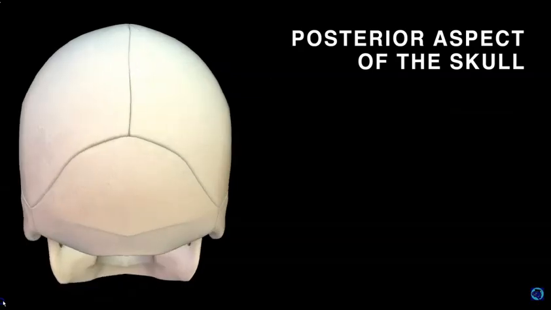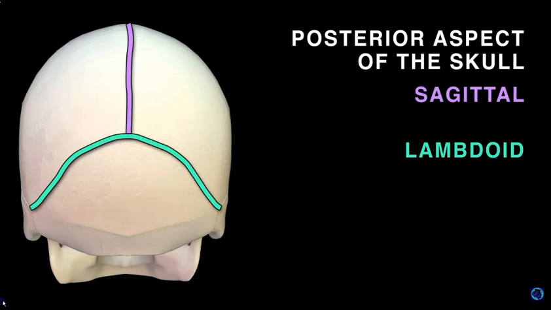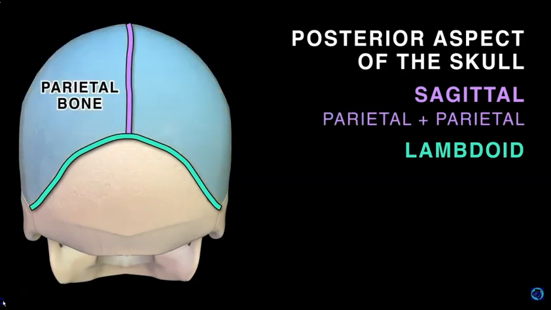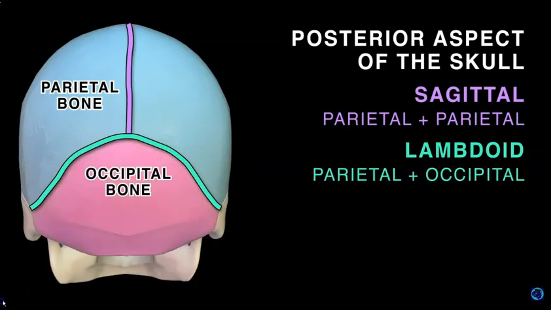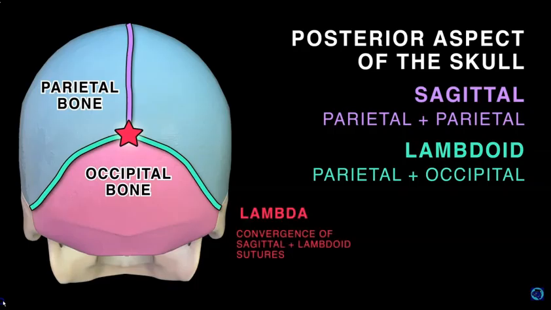Now on to the posterior aspect of the skull. There are two sutures, the sagittal and lambdoid sutures. The sagittal suture is found between the parietal bones, while the lambdoid suture is found between the parietal and occipital bones. The point at which these sutures converge is known as lambda.